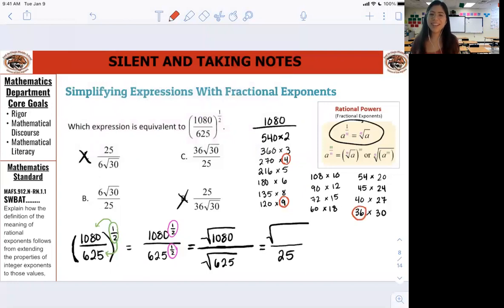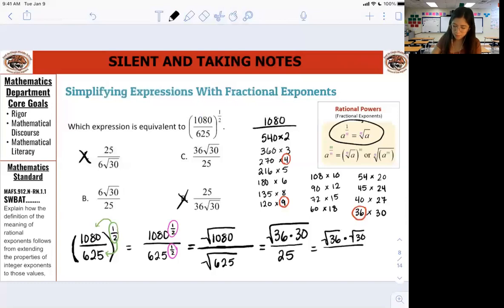We got there eventually. So of all of the factors, it's got a ton of factors, but the largest one that's a perfect square is 36. So I can rewrite it. 1080, rewrite it as the square root of 36 times 30. So that's the square root of 36 times the square root of 30 over 25. And I can take the square root of 36. What is the square root of 36? 6. So we got 6 root 30 over 25.